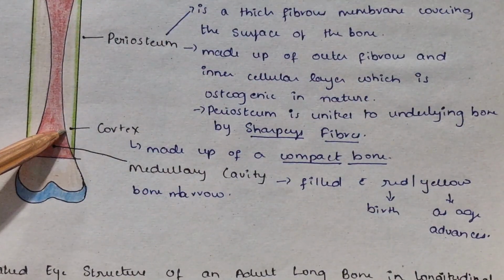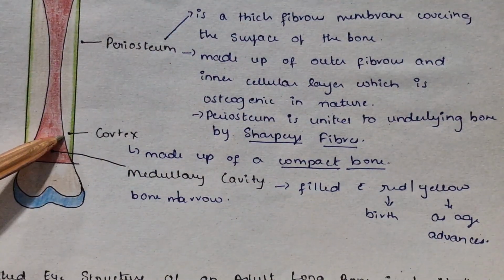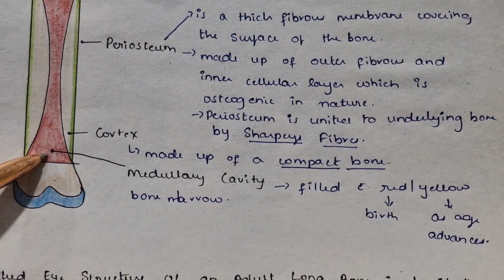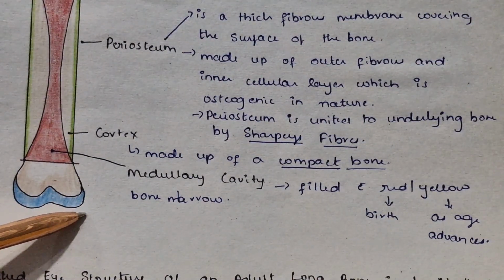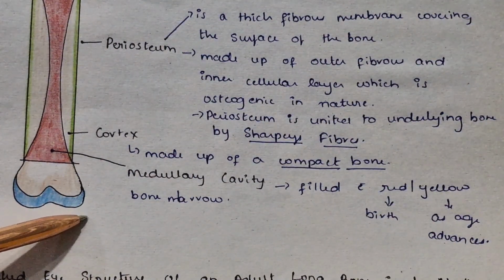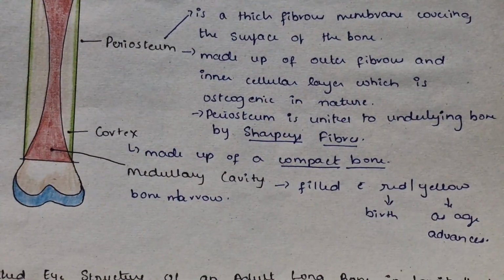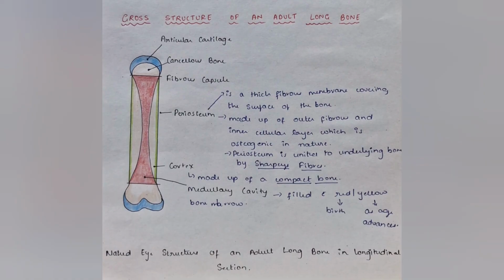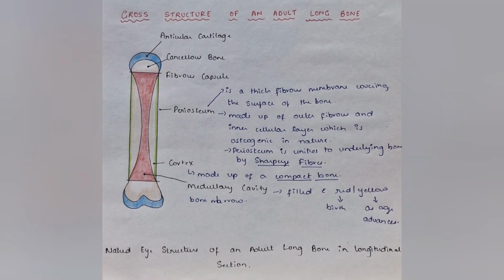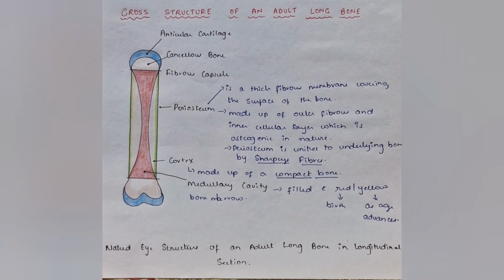Then we have the cortex, which is made up of the compact bone, and the medullary cavity, which is filled with red or yellow bone marrow. It is present as red at birth and yellow as age advances. This is a diagram of the naked eye structure of an adult long bone in longitudinal section.